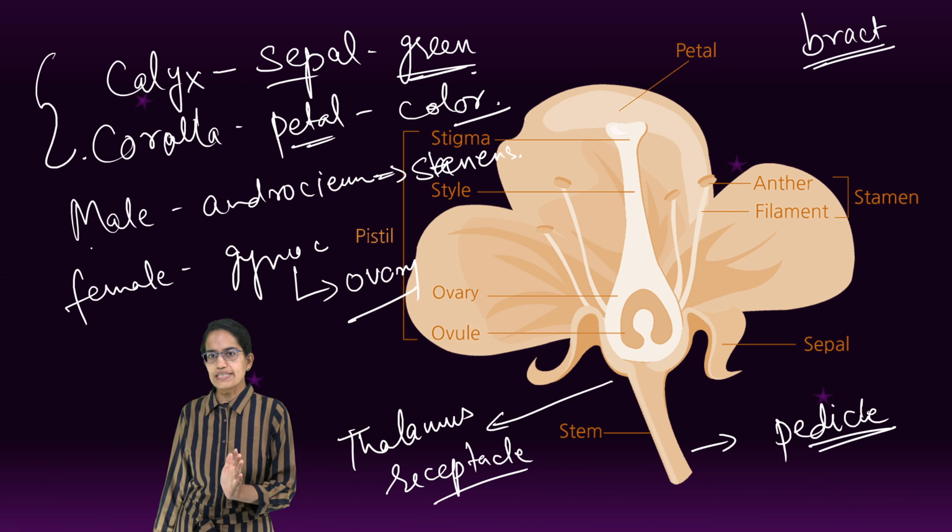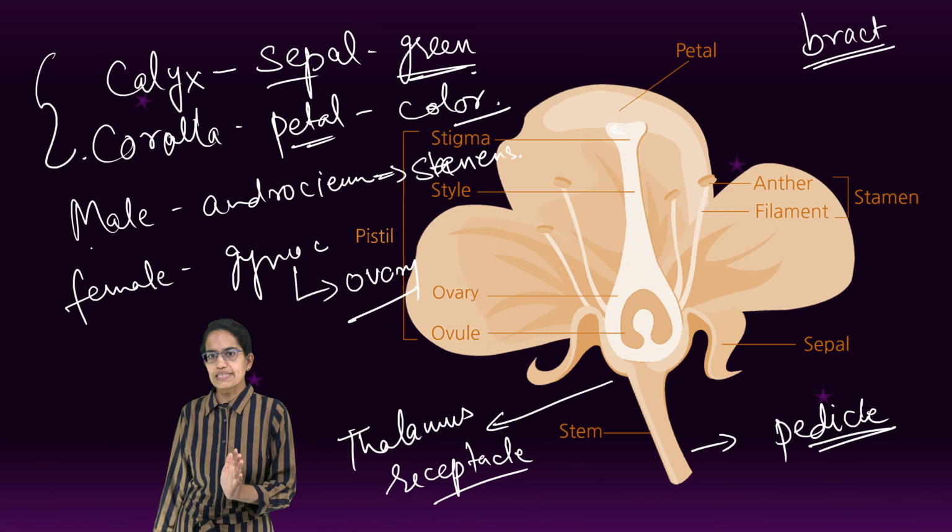Now, if all the whorls are present, we call it a complete flower. If any one of the whorls is not present, we call it an incomplete flower. So, what is a complete flower? What is an incomplete flower? What are essential whorls? What is a non-essential or accessory whorl? All of this gets clear here.